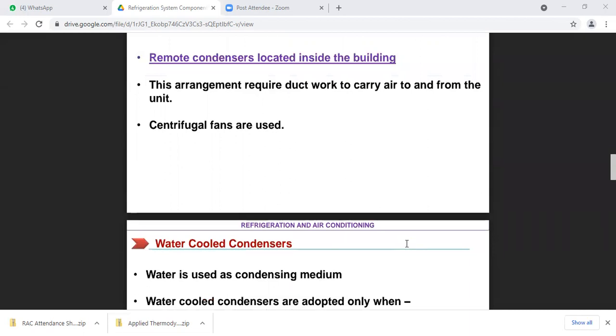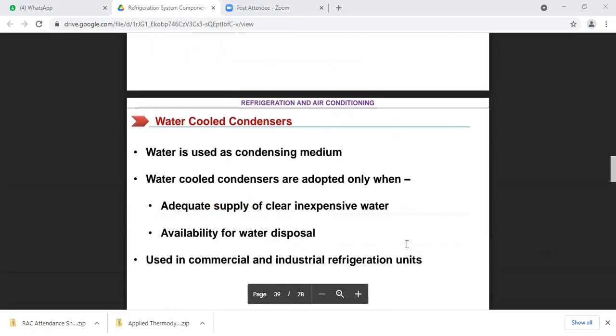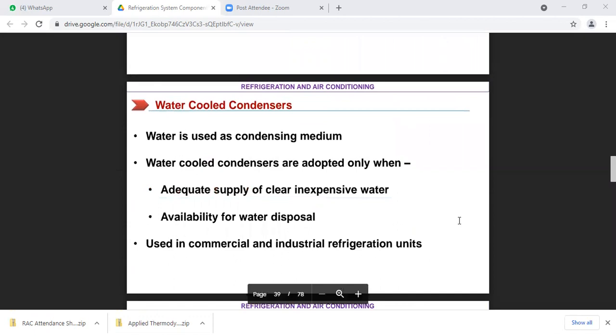This is related to the water cooled condenser. In the water cooled condenser, water is generally used as the condensing medium, and water cooled condensers are adopted when there is an adequate supply of clean, inexpensive water, and availability of water disposal, for use in the refrigeration unit.